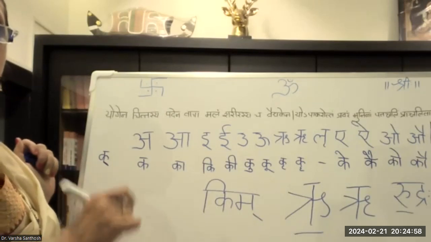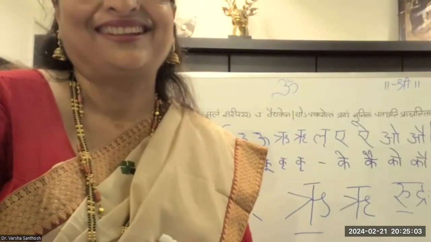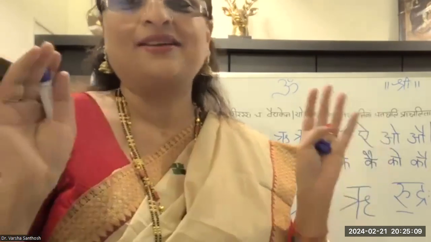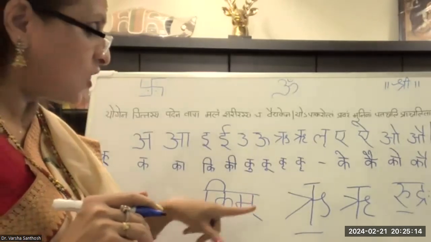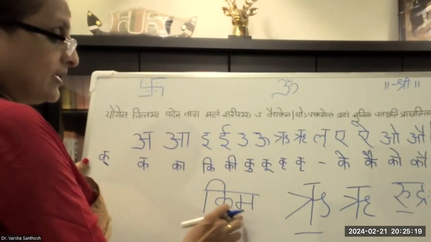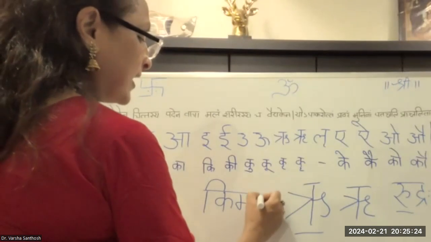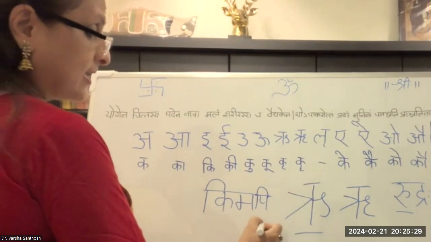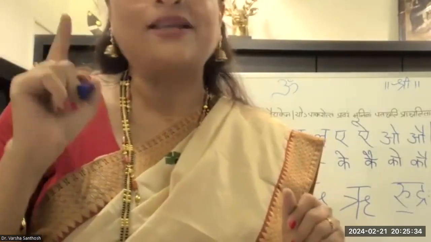Kim. Why did you say Kim and why didn't you say Kima? Because it is Halanta, not supported with a vowel. That is the point I'm trying to say: on its own, it does not have existence. When api comes and mixes into it, then only we can pronounce this word as Kimapi. Kimapi na janami, I don't know anything. So that api is there into it, so I could say Kimapi. But on its own, Kim, it's Halanta.